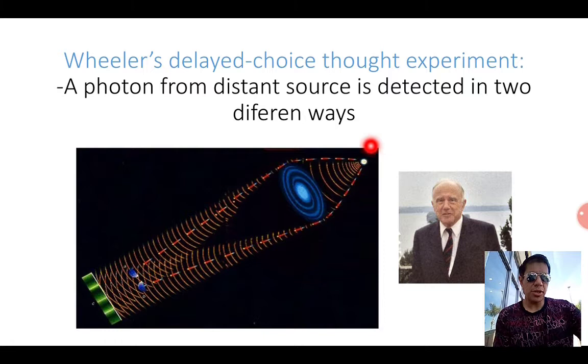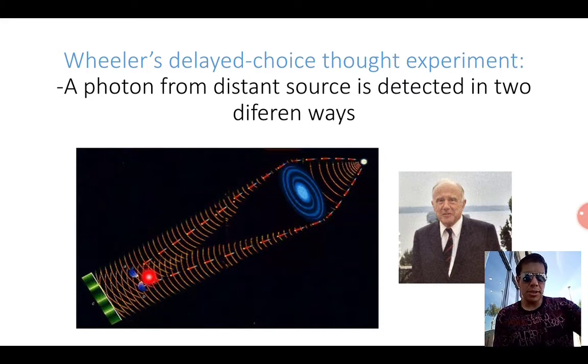He imagined a source right here, and as you can see, a photon can come along two different paths. It can go into the upper path, as you can see right here, or it can go into the lower path, as you can see right here. And right here is where you and I are. We're on Earth, and we can detect the photon in two different ways. One way is to know which path it went through. Did the photon go through the upper path, or did it go through the lower path? So that's one way of detecting the photon.